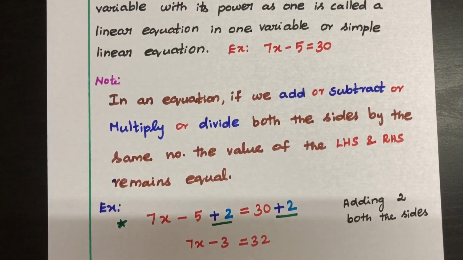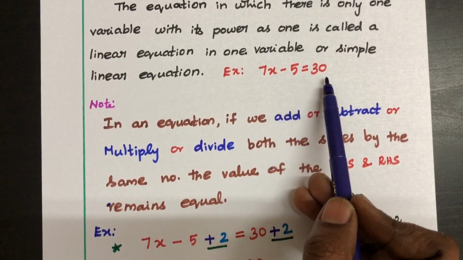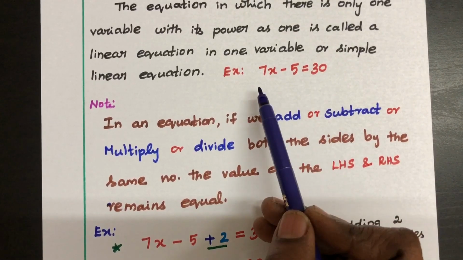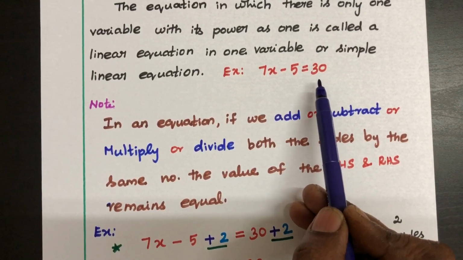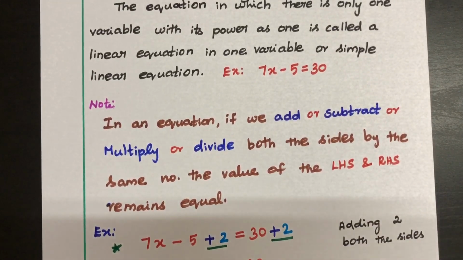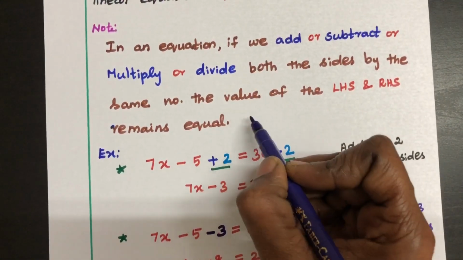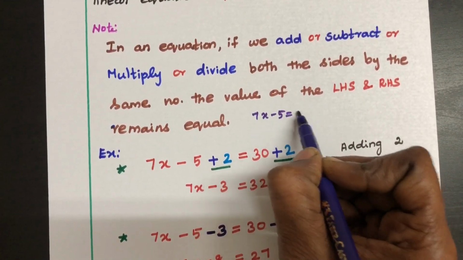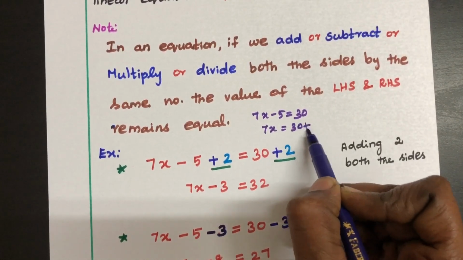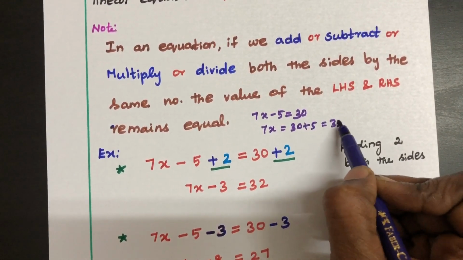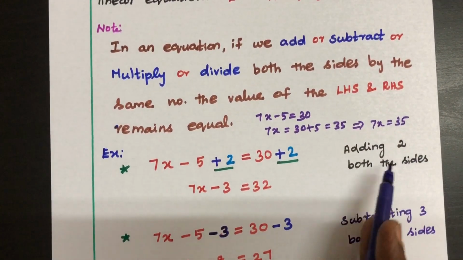We will see this with an example. Take 7x minus 5 is equal to 30 as our example. This is our simple equation. We are going to do addition, subtraction, multiplying and dividing using the same number on both the sides. See, 7x minus 5 is equal to 30. So, 7x equal to 30 plus 5, which is 35. That means 7x equal to 35. It is coming like this.